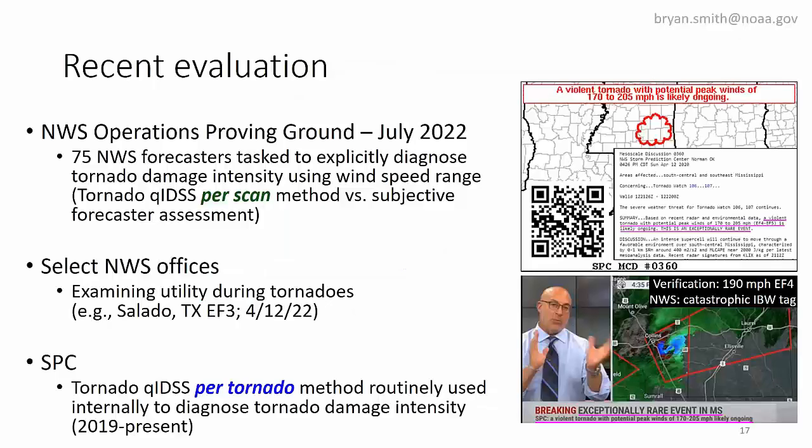And then finally, this technique's been recently evaluated at OPG this past summer, where they looked at it from a per scan method. And we have heard that some weather service offices are starting to use this technique, specifically Salado, Texas EF3 back in the spring. And we've been looking at this routinely to help internally diagnose tornado damage intensity for the last couple of years. There's a QR code in the upper right where you can actually download the web-based tool. It's just some simple HTML, basically a simple web page that you can look at. And here's an example from a couple of years ago with one of my former colleagues that explicitly provided a tornado damage intensity estimate of the Bassfield, Mississippi EF4 event. So with that, I'll pass it along to Chris.